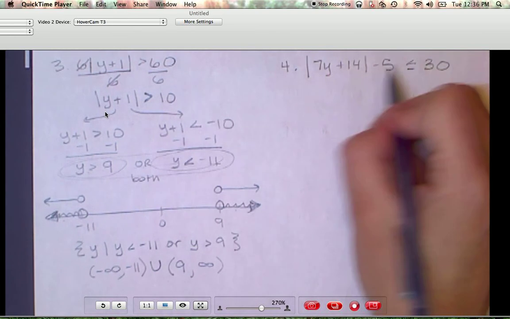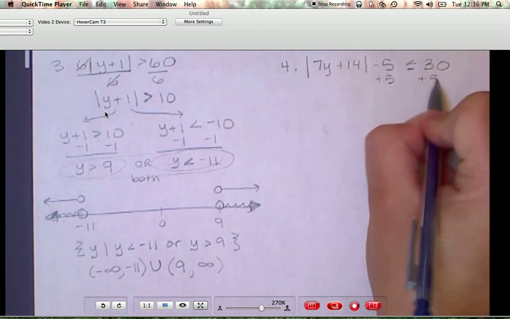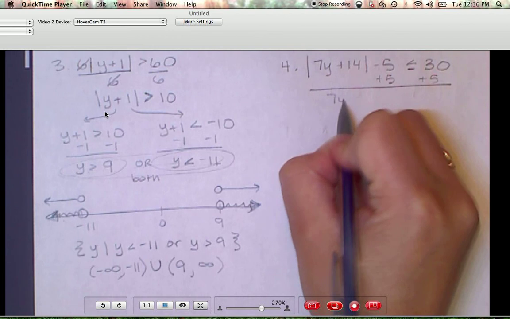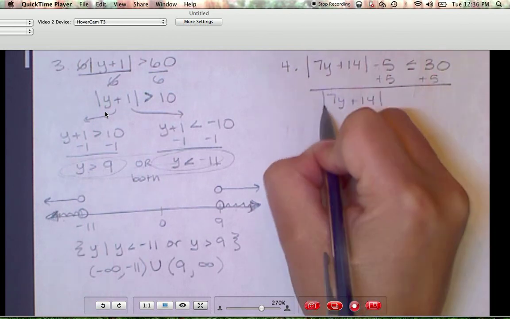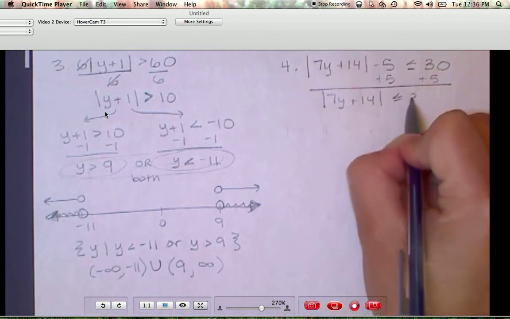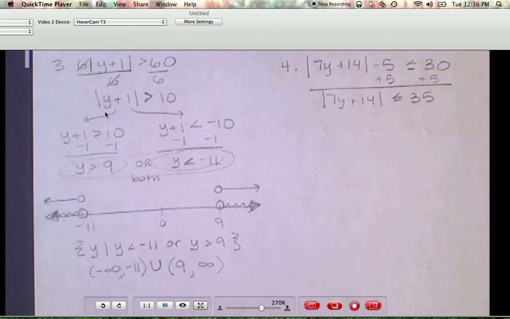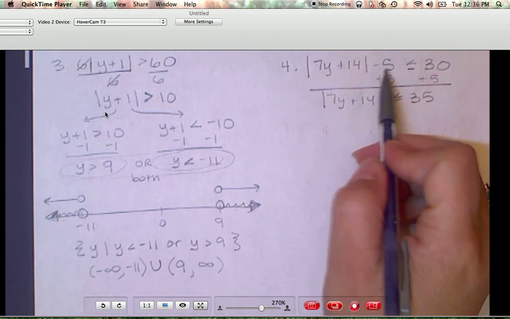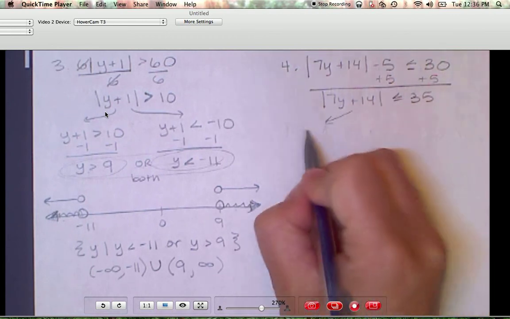All right, isolate the absolute value by adding 5 to both sides. 7y plus 14 is still an absolute value, less than or equal to 35. Once you get the absolute value isolated, then you split it. Do not split it before you isolate it. You will get one correct answer and one wrong answer every single time. Isolate the absolute value first, now split it.